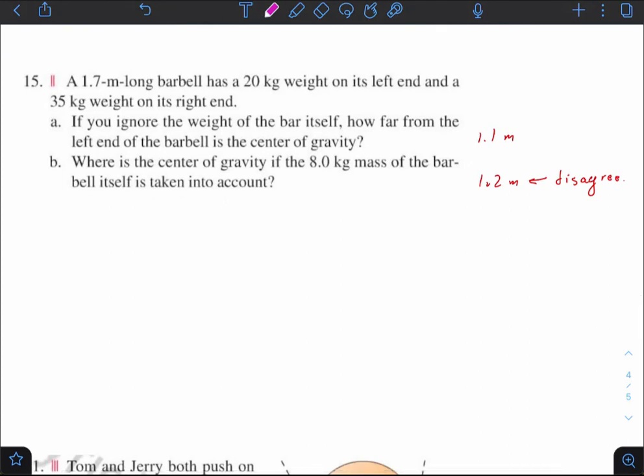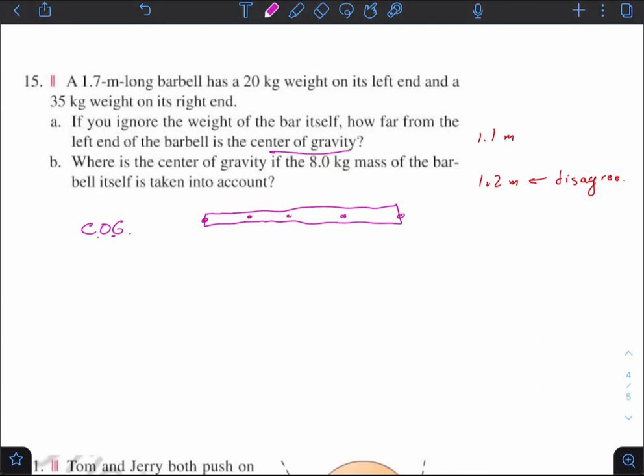15. 15 is a center of gravity problem. And for this, you kind of need to know the center of gravity equation. The center of gravity, or the COG, if you will, it's a torque problem for all intents and purposes, but you divide out the total mass at the end. And you can choose your pivot point wherever you want.